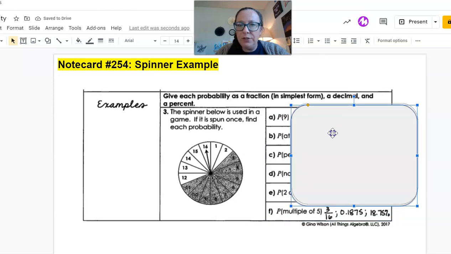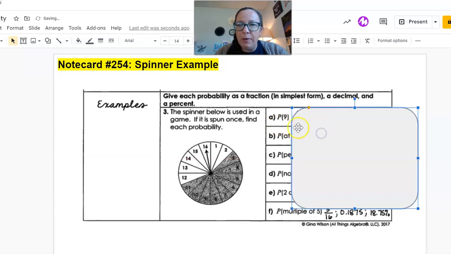Okay, so this first one is the probability notation. What is the probability of spinning a 9? That's what that means. So part A is probability of spinning a 9. Well, if you look, there's no 9s repeated. There's just one 9 out of 16. So what would the probability be?